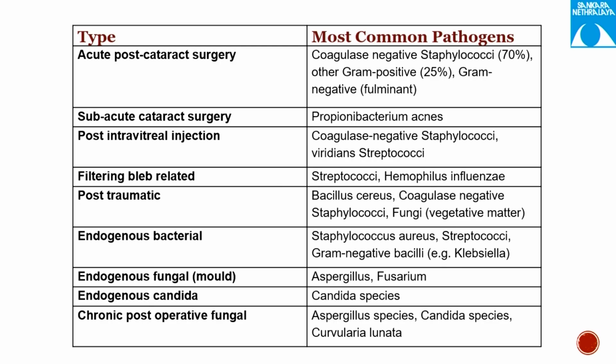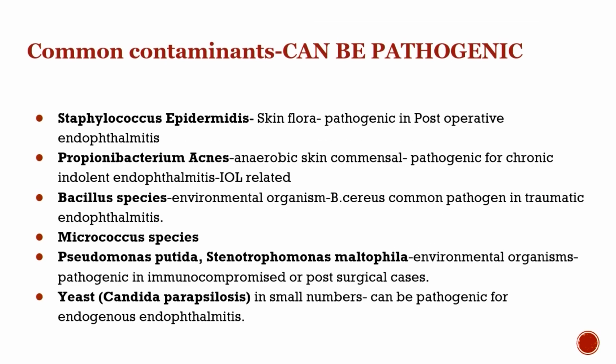These are the common pathogens which are associated with the different conditions for endophthalmitis. We had discussed this in the last session also. So these are the common contaminants. Staph epidermidis is found in the skin flora, and it can be pathogenic in post-operative endophthalmitis. Propionibacterium acnes are anaerobic skin commensals. Bacillus species are environmental organisms, but Bacillus cereus is a common pathogen in traumatic endophthalmitis. And we have the Micrococcus species and yeast.